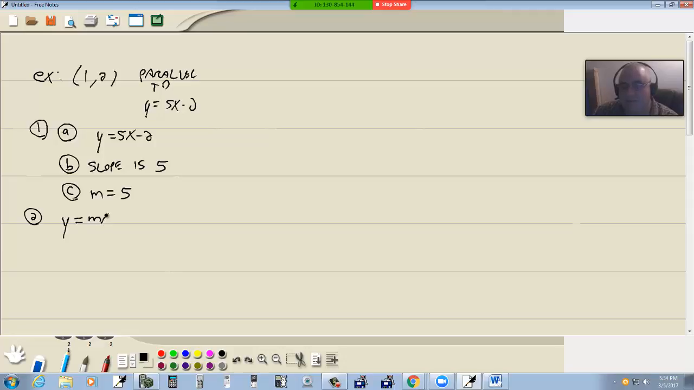Step 2. Plug in the given point. Remember that's x and that's y. So put 2 in for the y. M we just said was 5, and x is 1, plus b, and then solve for b. 5 times 1 is 5, but take it to the left side, becomes a negative 5. And you get b is equal to negative 3.